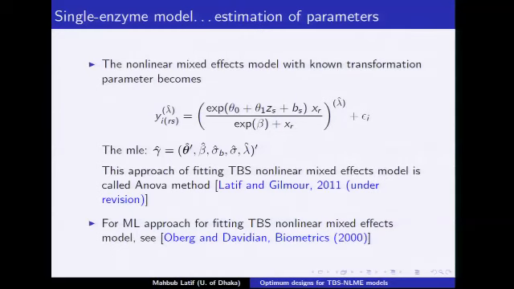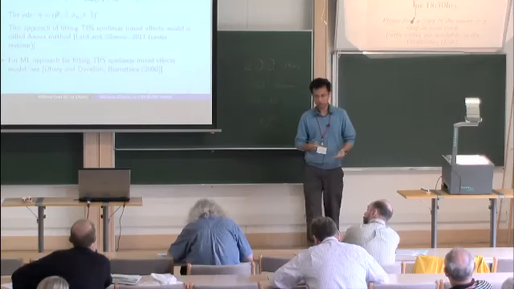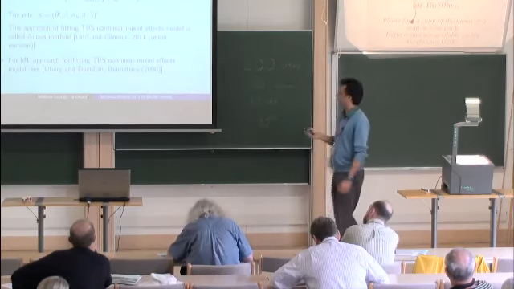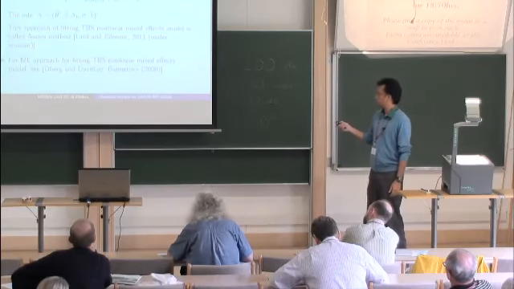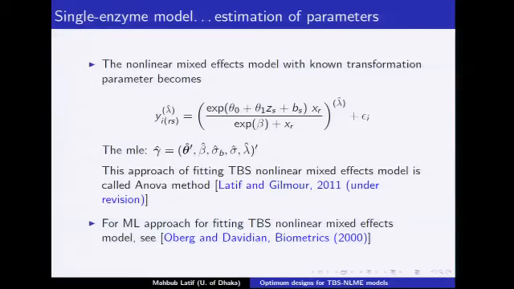So this approach has some advantages, like you can easily test the lack of fit, and we have discussed this fitting and compared it with that ML fitting in our paper, which is under revision. And for ML fitting, one can check this paper here. It describes how to use the maximum likelihood method for fitting a transform-both-sides nonlinear mixed effect model.